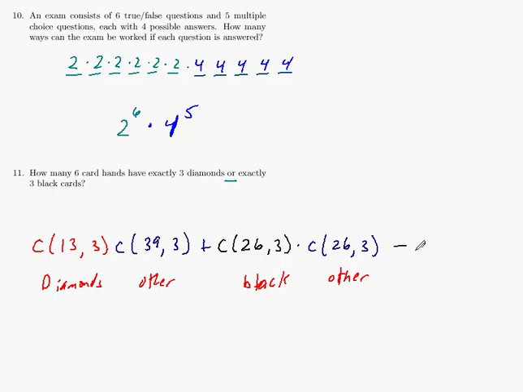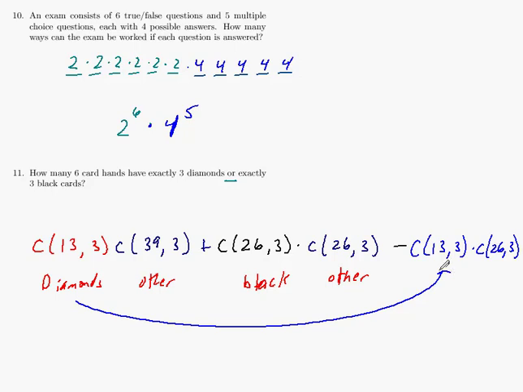If our sample was 5, the answer to that would be no, and then we'd be subtracting 0. But since our sample has 6, we need to subtract off the overlap. So 13, 3 times combination 26, 3. That's the 3 diamonds and 3 black cards.